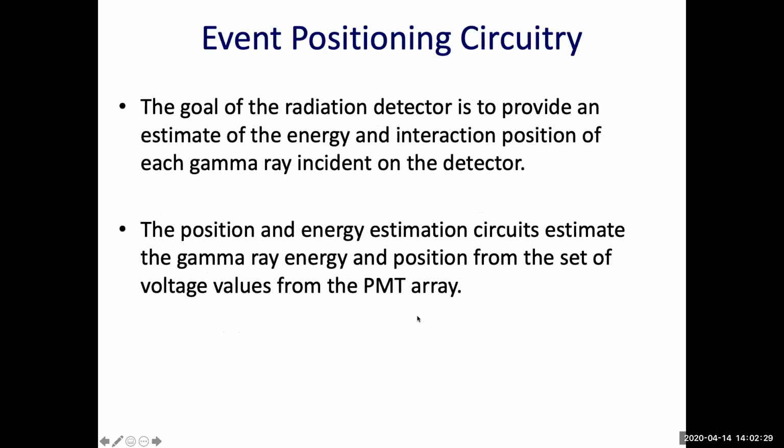The second component in the electronics is the event positioning circuitry in the gamma camera. In general, the goal of the radiation detector is to provide an estimate of the energy and interaction position of each gamma ray incident on the detector. The position and energy estimation circuit estimates the gamma ray energy and position from a set of voltage values from the PMTs. We will see that now.